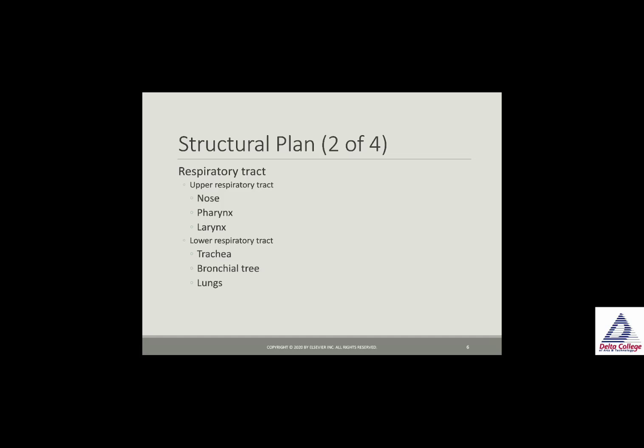Again, the upper respiratory tract is the nose, pharynx, and larynx. The lower respiratory tract consists of the trachea, bronchial tree, lungs, and into the alveoli.